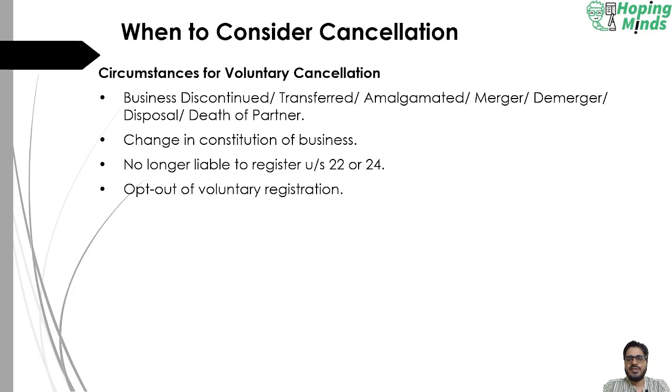When to consider cancellation of registration? Registration cancellation can be voluntary, or it can be suo motu by the department, that is, on its own. Circumstances for voluntary cancellation: business discontinued, business transferred, amalgamated, merged, demerged, disposed, or death of partners. In these scenarios, voluntary cancellation can be applied for. Also, change in constitution of business.